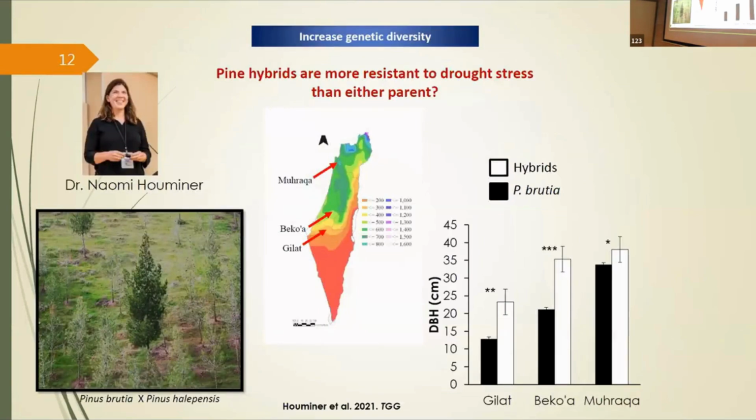So Naomi Hominer was a Ph.D. student in my lab, and she studied this hybrid in nature along the climatic gradient of Israel. And she found that they have a bigger tree trunk, a higher stand diameter. The stand diameter was much higher in those hybrids than the other trees in the plot, and we didn't understand why they have this higher trunk.